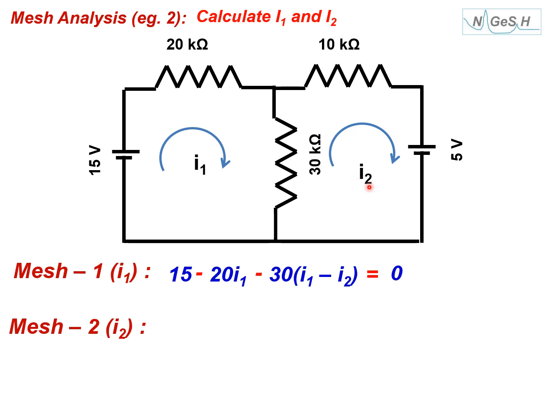Now go to next mesh. Minus 30 into I2 minus I1. I am in second mesh, so 30 into I2 minus I1 minus 10 I2. And here this becomes minus because you see the current direction is opposite here. Battery current is going from positive terminal of the battery to the negative terminal, so it is minus 5 equal to 0. Again, you can solve. You don't have to apply any theorems here. You can solve these two equations and you will get the values of I1 and I2.